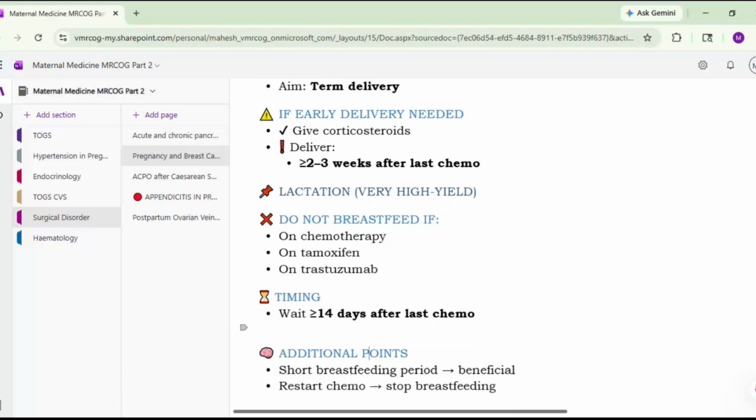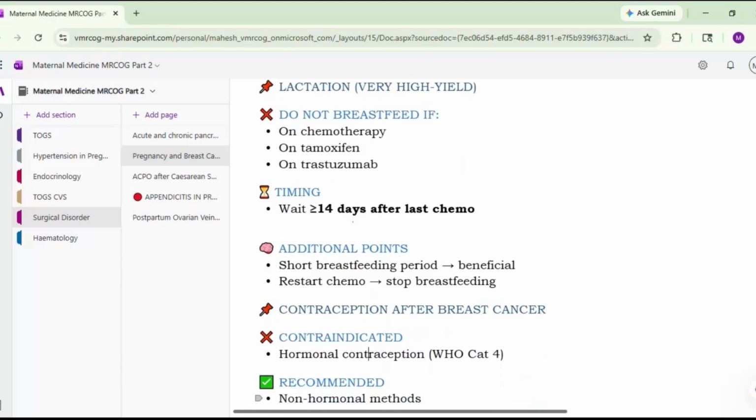Okay, so what exactly can be performed? If she requires chemotherapy post-delivery also, then give a short breastfeeding period. It is beneficial to the mother as well as the baby, and then restart chemotherapy. And once you start the chemotherapy, you will have to stop the breastfeeding. So it is always better to stop the chemotherapy 2 to 3 weeks prior, and the delivery will be planned 2 to 3 weeks after the stoppage of the chemotherapy. Then she can have a short period of breastfeeding and then restart the chemotherapy. And once the chemotherapy has started, breastfeeding will be stopped.